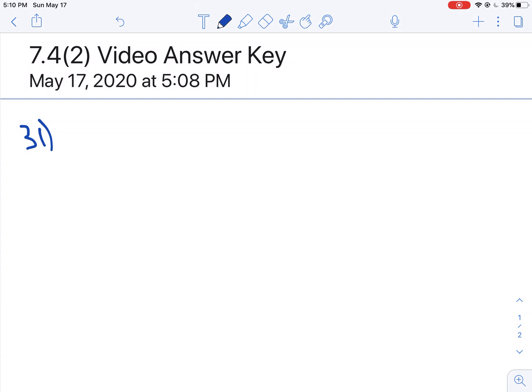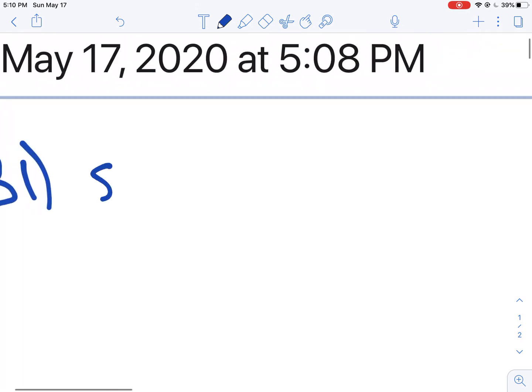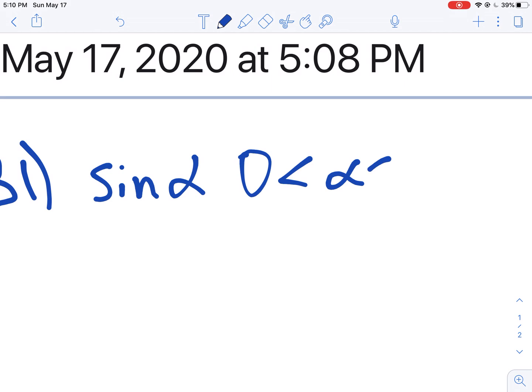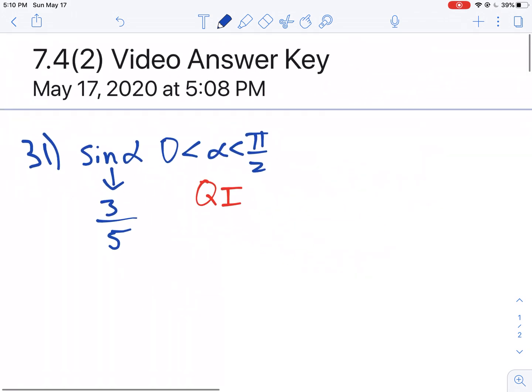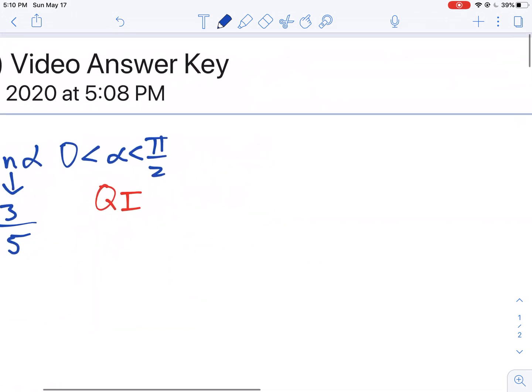And I see that all of these are going to be sum and difference formulas. The information I'm given in 31 is that I've got a sine of alpha, and that alpha is between 0 and pi over 2. So right away, this is a quadrant 1 angle, and that sine of alpha is 3 over 5.